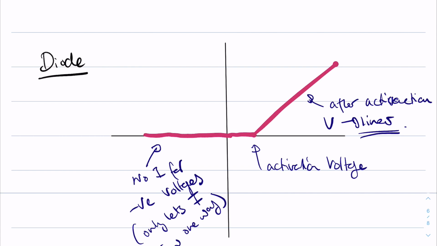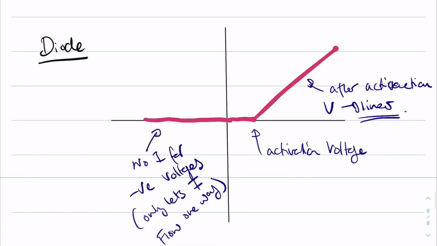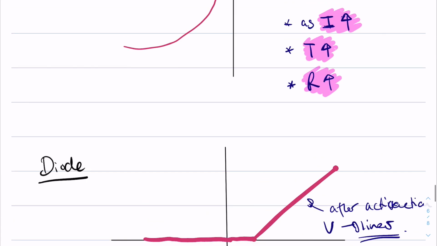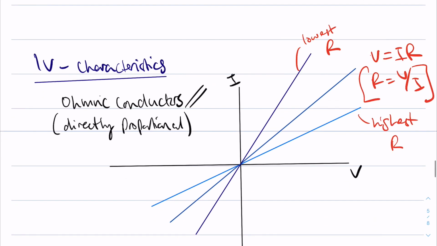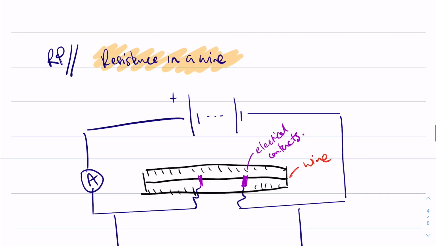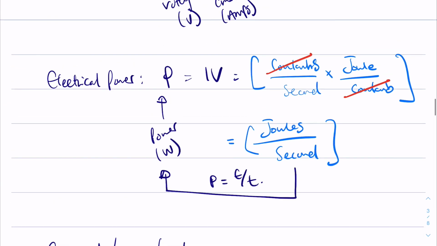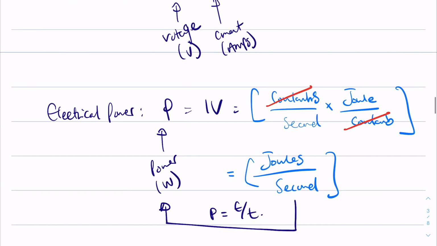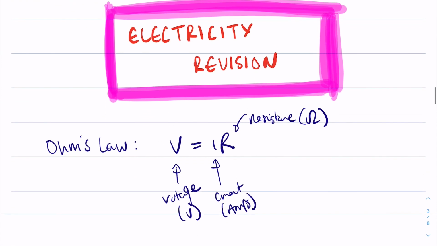Okay, so that concludes this part of the electricity revision. We have done the diode, the filament lamp, and the ohmic conductor IV characteristics. We've done the required practical for resistance in a wire. We looked at the QUIT formula, we derived the formula for electrical power, which you can do yourself, and we looked at Ohm's law.